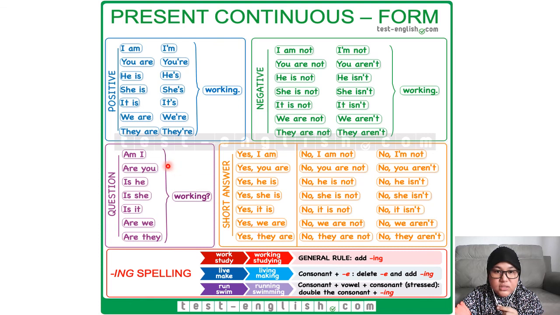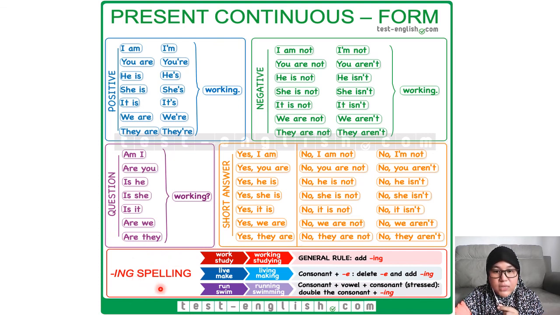Okay, for short answer, if the question asks you, am I working? Yes, I am. Are you working? Yes, you are. Is she working? If no, no, she isn't. Are they working? No, they are not. Or they aren't. Okay, that is the short answer.